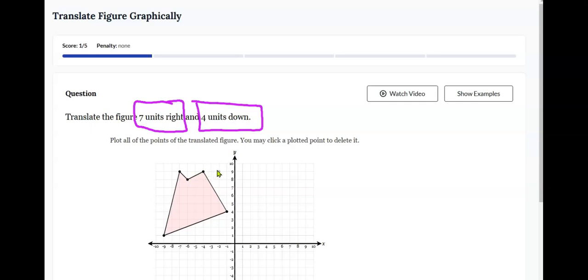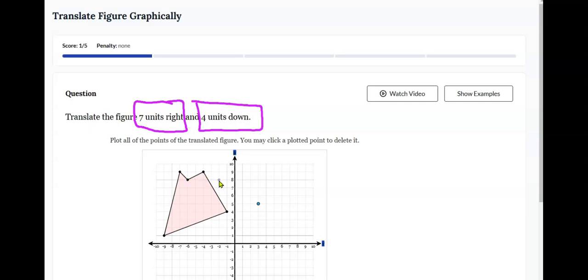So 1, 2, 3, 4, 5, 6, 7, 1, 2, 3, 4. I started with this one. The next point I graph has to be something it already connects with, because it's going to immediately draw the line. So I'm going to go in a counterclockwise position. I'm going to go around this shape this way. So I'm going to move to this next point.